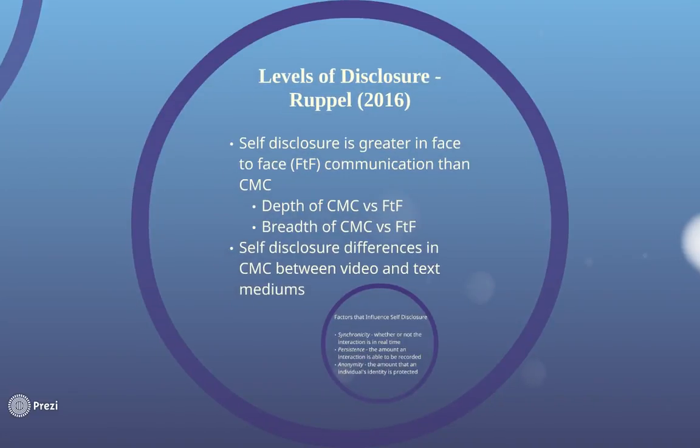Another area of research regarding CMC deals with the difference in self-disclosure between CMC and FTF. In a meta-analysis of studies comparing levels of self-disclosure between CMC and FTF, theorist Aaron Rappel found that, in general, self-disclosure levels are higher in FTF than in CMC. This conclusion stated more specifically that the depth of self-disclosure is significantly different between CMC and FTF, while the breadth of self-disclosure is more similar.